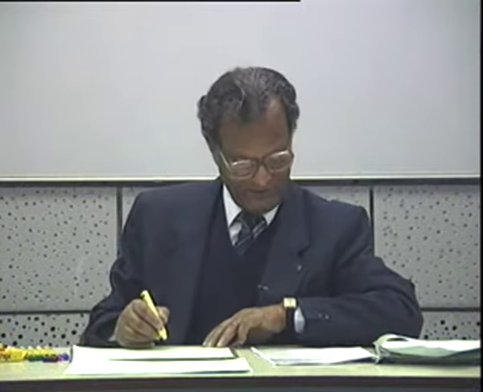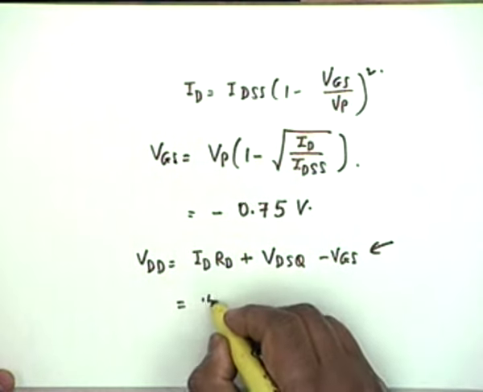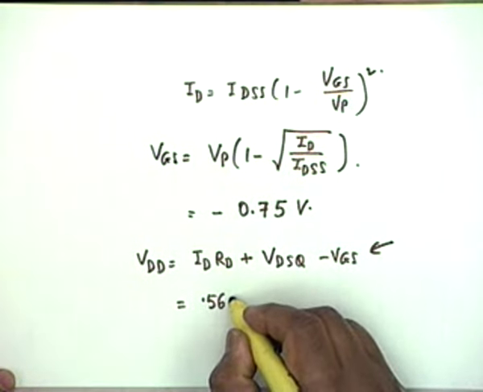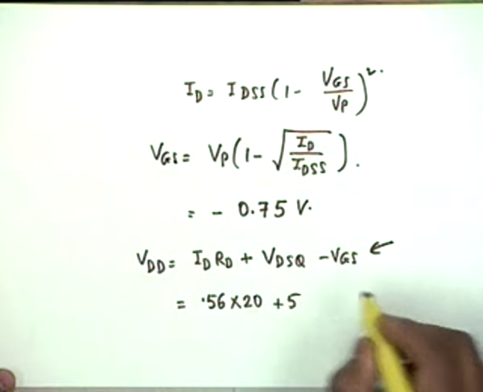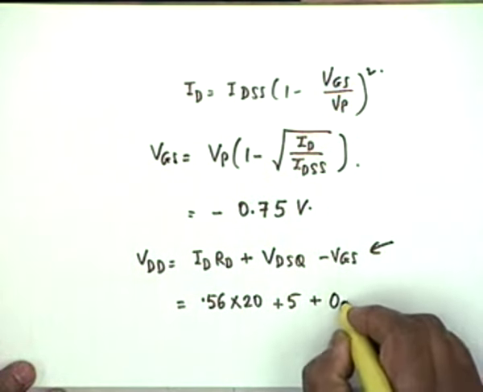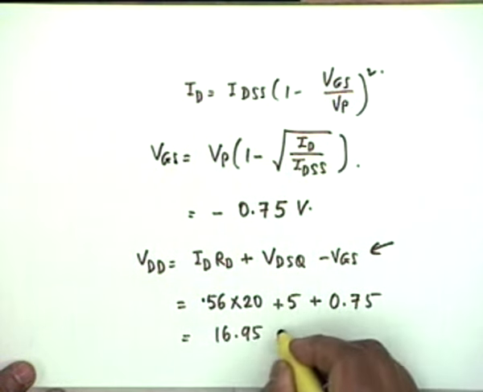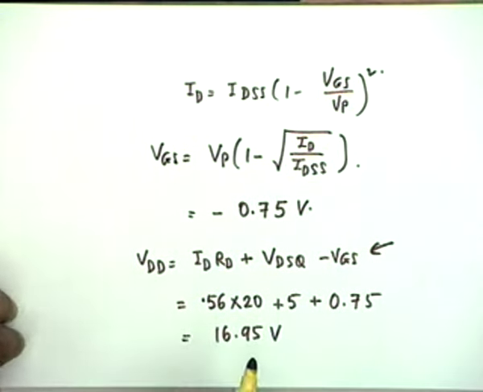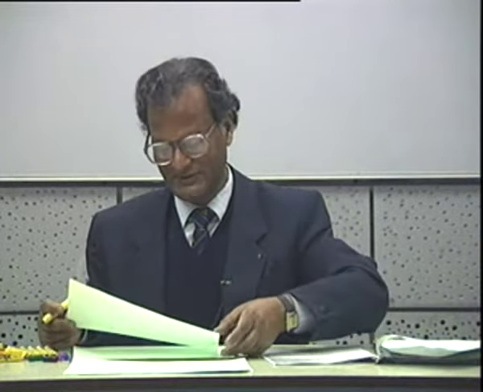So let's substitute the values. Then we get this as 0.56 milliampere multiplied by RD is 20 K, VDSQ is given as 5, minus VGS would be plus 0.75, and this comes to 16.95 volt. Okay, an odd value, but it can be adjusted. You can make slight adjustment in RD to make it 17 volts or reduce it to 15 and so on.